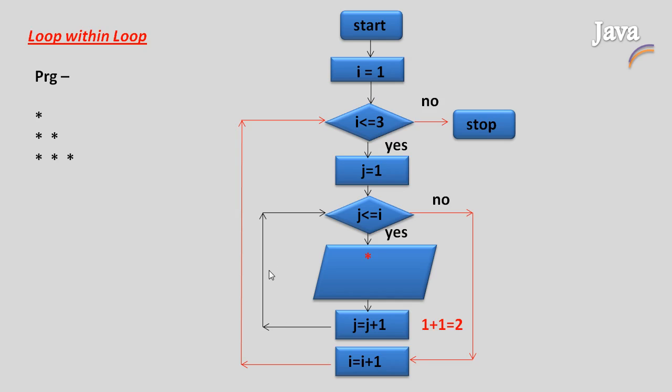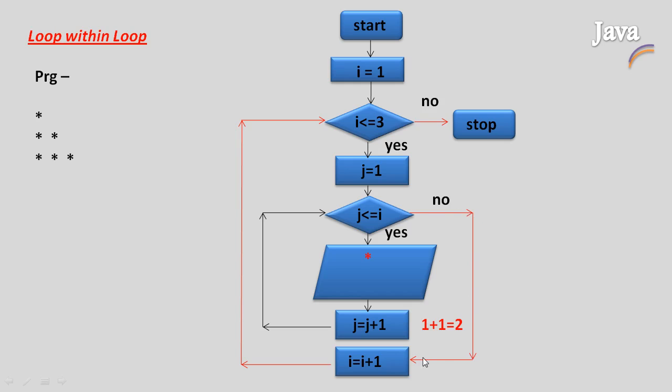This loop will carry on, this inner loop. The value of j is what? 2. 2 less than 1, okay, because the value of i is 1. 2 less than 1. Here the condition will get false. Once the condition gets false, it will come to the no part, okay, and if you see, it is coming out of the inner loop, it's going to the outer loop.